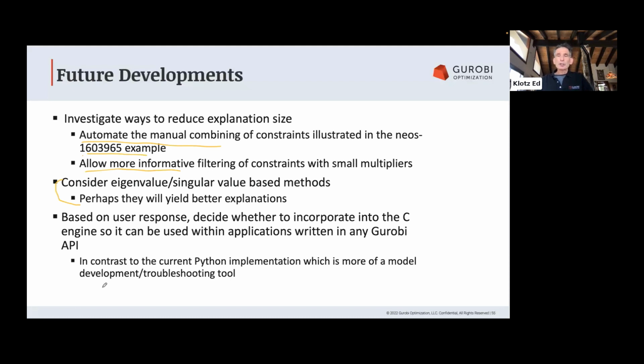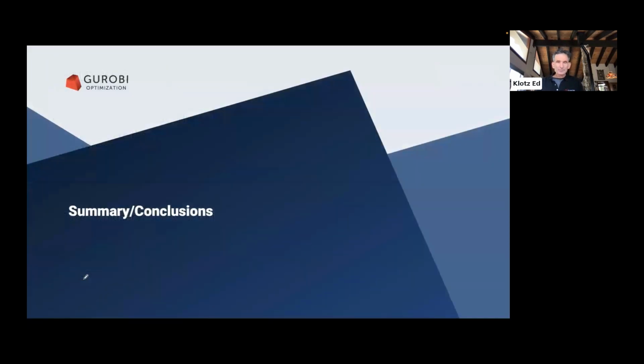Right now, it's really a model development and troubleshooting tool. But if people respond really well and we get the sense that it would be useful in an application, we'll move it beyond Python, put it in our C API, and hence make it accessible through all our APIs so that people can use it in an application as well.